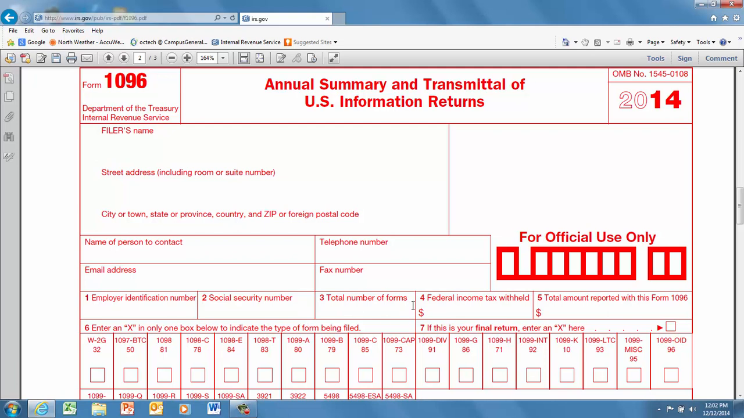The total number of forms, that means how many 1099s are you attaching to the back of this? Box 4 is the federal income tax withheld. That means the total from all the, if we're sending 6 1099s, then I add up box 4 of all 6 of those, and this grand total is going to go in here. And line 5, the total amount reported with this form 1096, that would be the box 7, the total income that was given to all the independent contractors. We would add up all 6 of the 1099s at box 7s, and that number would go in this box 5.